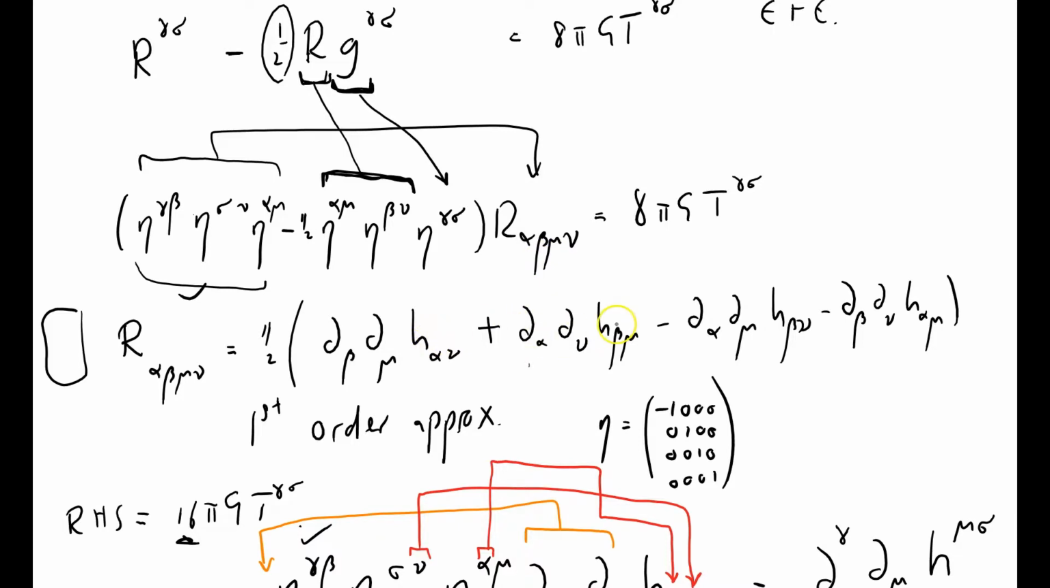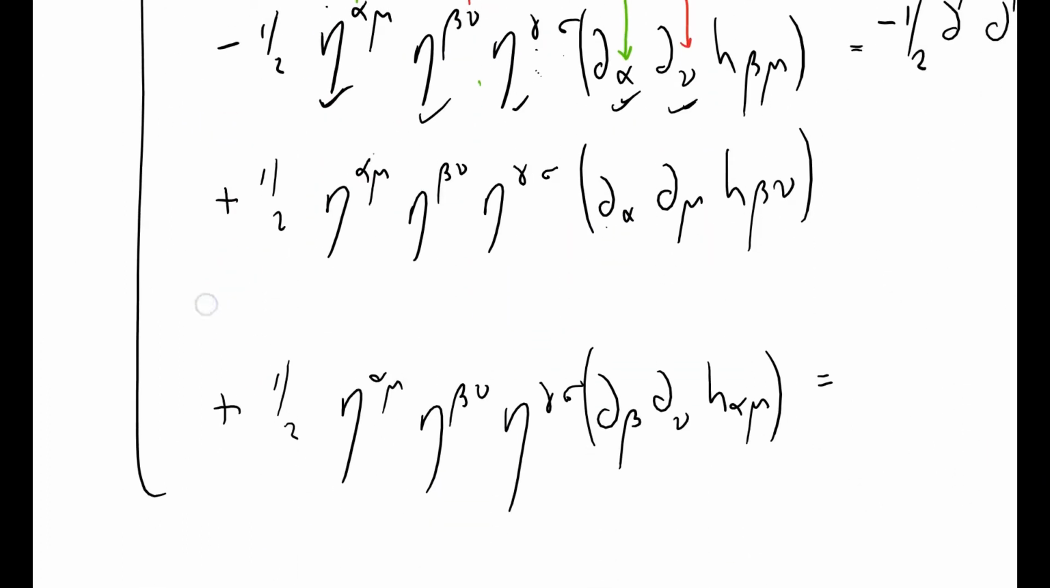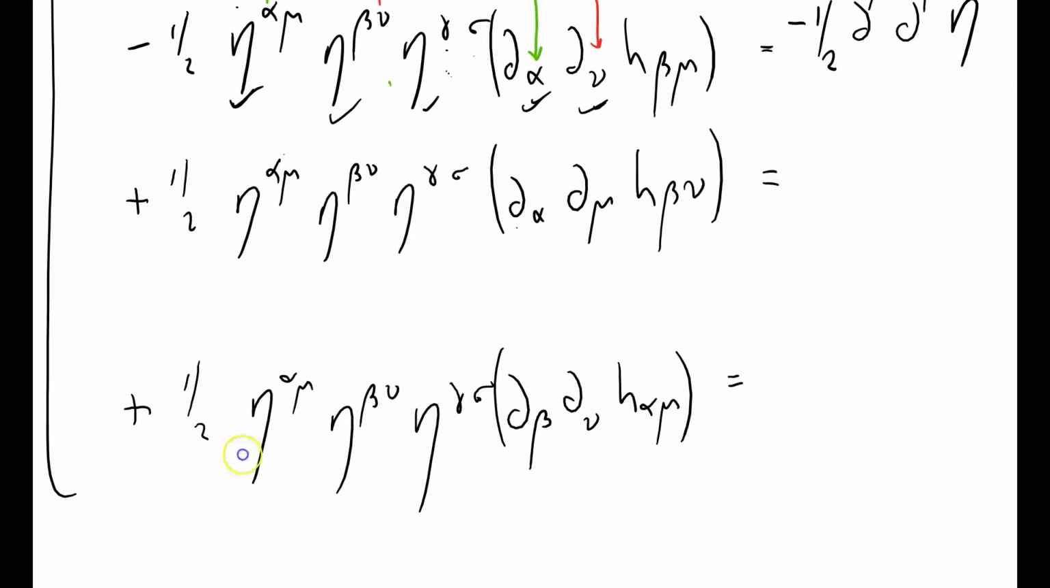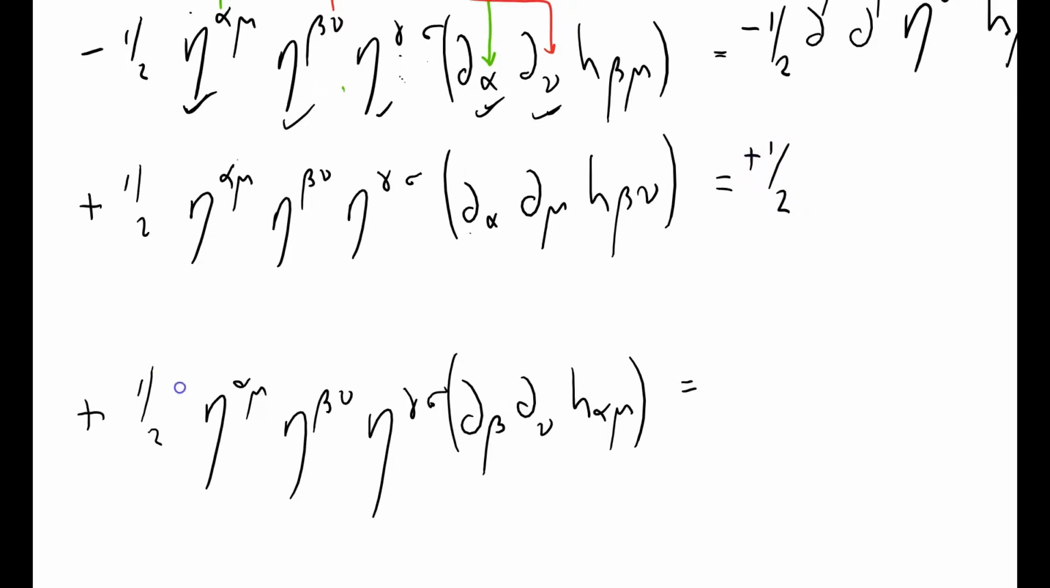We've got 1, 2, 3, 4 terms downstairs for the Riemann-Christoffel tensor. So I've got 8 terms altogether. 2 times 4 is 8. And I've done the first 6. And now all I have to do is to do the last 2. So it's plus a half. The sign changes after the first 2 elements. Plus a half.